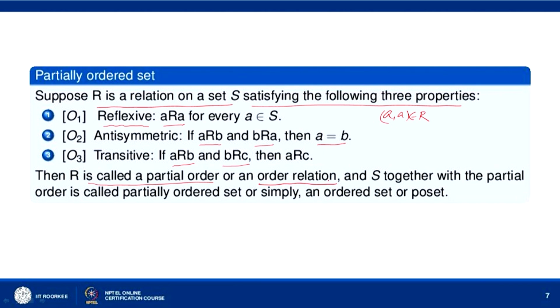and S together with the partial order relation will be called a partially ordered set, or we call it an ordered set, or in brief we call it a poset. Poset means partially ordered set.